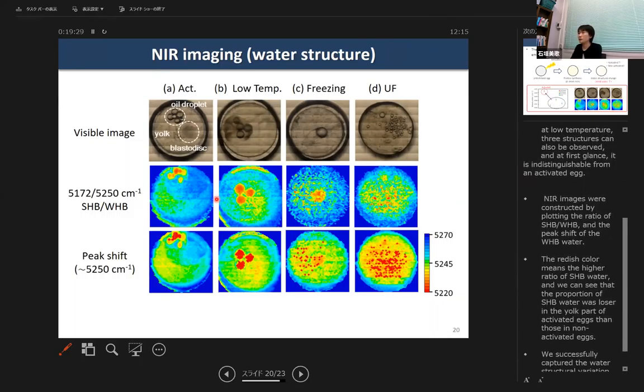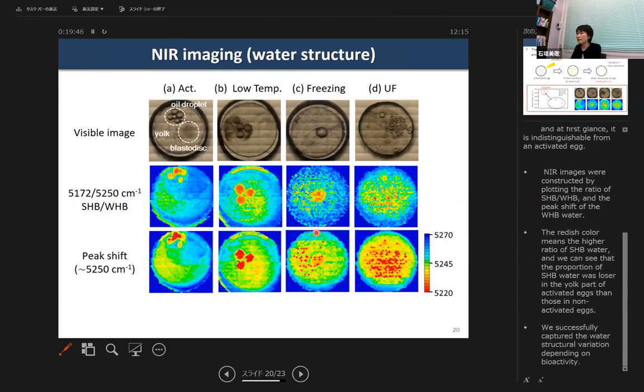NIR images were constructed by plotting the ratio of SHB over WHB and the peak shift of the WHB water. The reddish color means a higher ratio of SHB water, and we can see that the proportion of SHB water was lower in the yolk parts of activated eggs than in non-activated eggs, because these yolk parts look bluish. So we successfully captured the water structure variation depending on bioactivity.